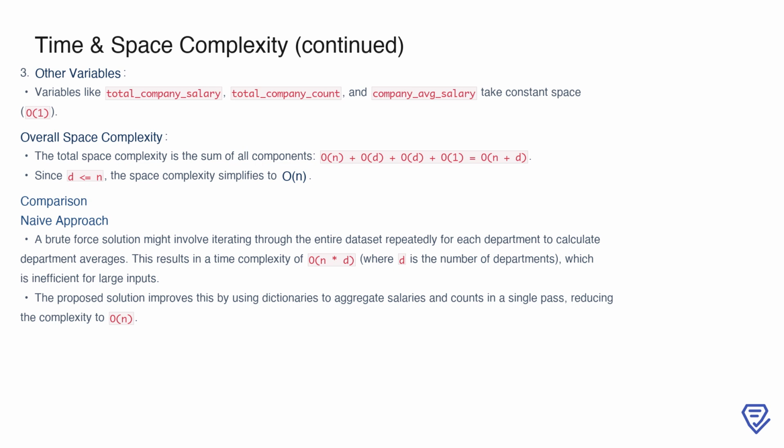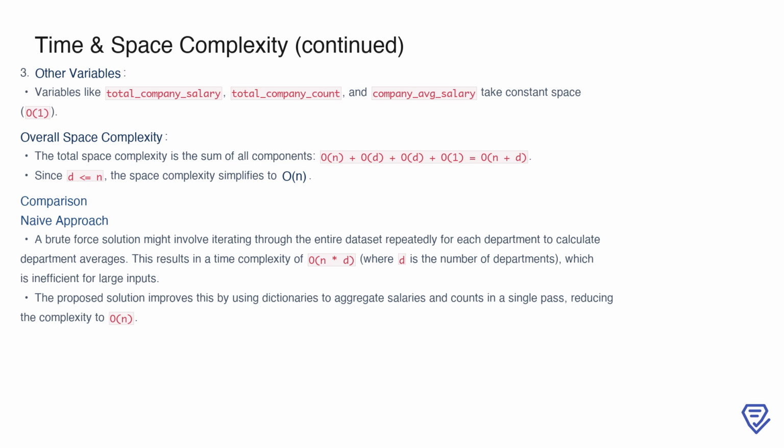Adding everything together, the total space complexity is the sum of the input storage, auxiliary data structures, and other variables, O(n) plus O(d) plus O(d) plus O(1), which simplifies to O(n + d). Since d is always less than or equal to n, the space complexity simplifies further to O(n). When we compare this optimized solution to a naive approach, the efficiency becomes even more apparent.